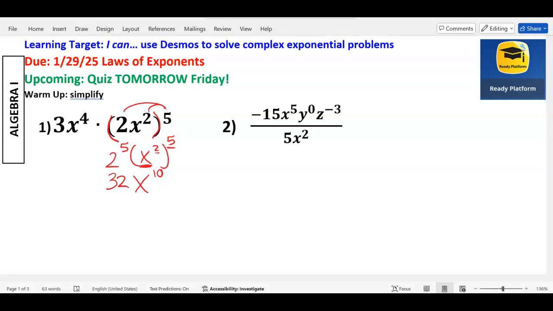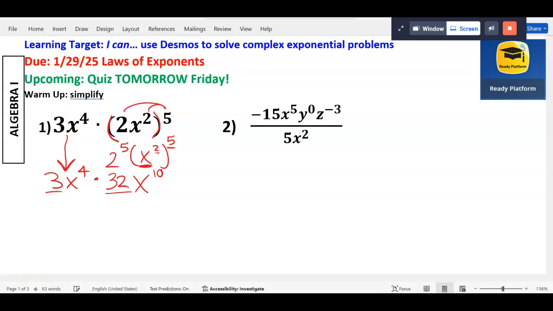Now, we're not done because this part is still here. So 3x to the 4th times 32x to the 10. Now we need to multiply these. So when I multiply, the coefficients are going to multiply. 3 times 32 is 96.